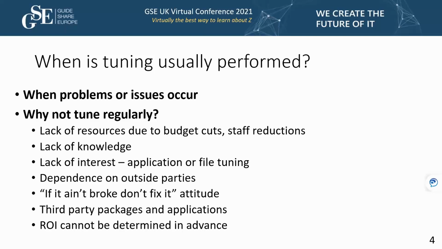So when do people actually do tuning? We tend to find that tuning is usually only done when problems or issues occur, which is kind of sad because by that point in time, you're under the gun to get something done quickly. But why not tune regularly? Well, it turns out we tend to have a lack of resources, right? Staff reductions, the number of people managing mainframe systems today are quite a bit fewer than they were in the past. I remember when I started, I was in an environment where I had 20 systems programmers to manage 8 production regions, 8 acceptance regions, and 8 test regions. Those days are long gone, right? Well, we wrote a lot of our own code ourselves.